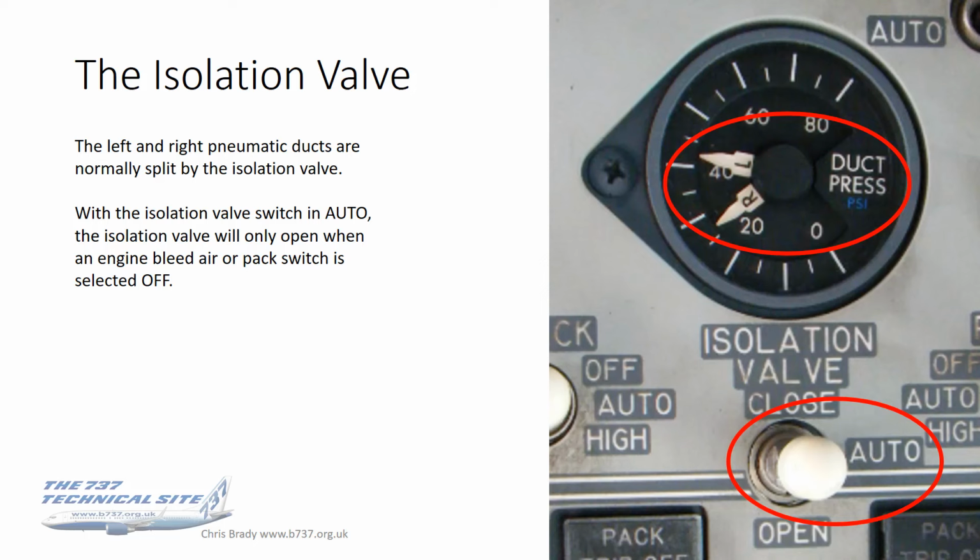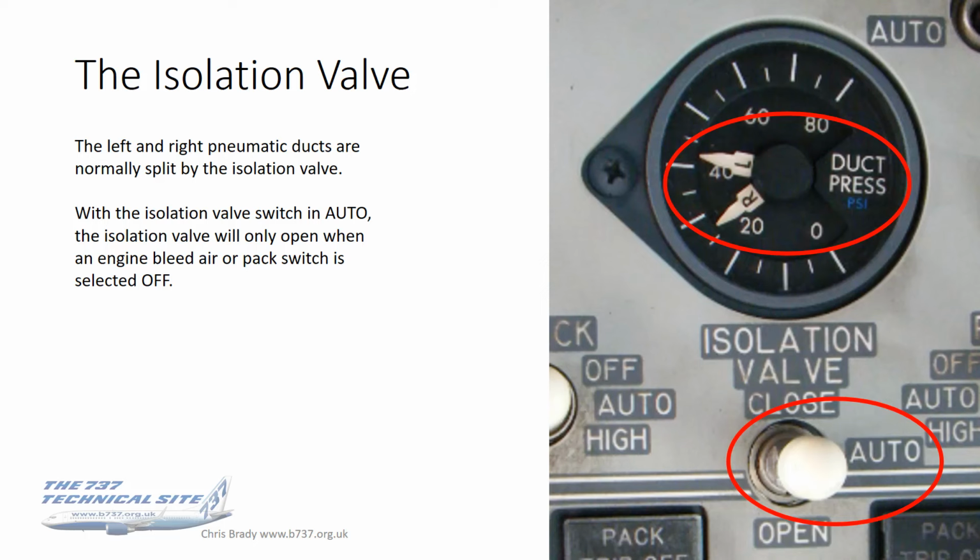The left and right pneumatic ducts are normally split by the isolation valve, and this is so you've got a level of redundancy in the pneumatic system. If you should have a fault in one side, in the left or right pneumatic ducts, and by a fault I guess what I really mean would be a wing body overheat, so there's a leak in the duct or perhaps smoke in there or something untoward, then if you need to shut off one side, you can do so with the isolation valve.